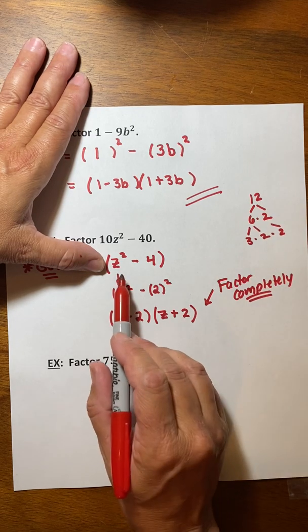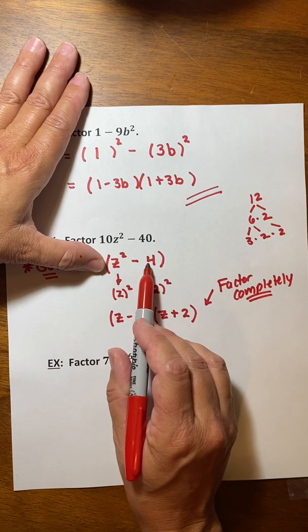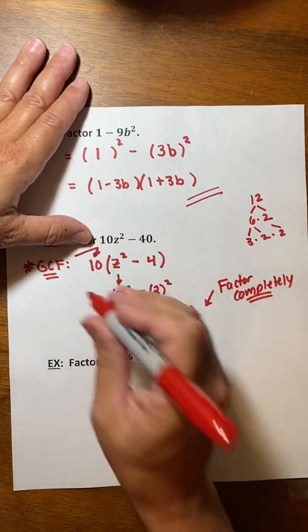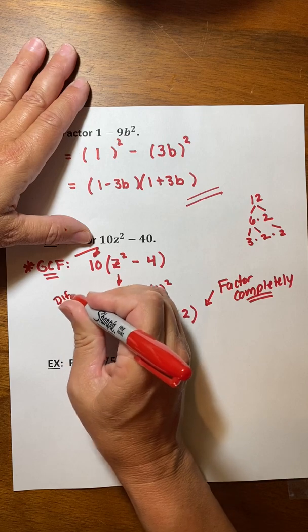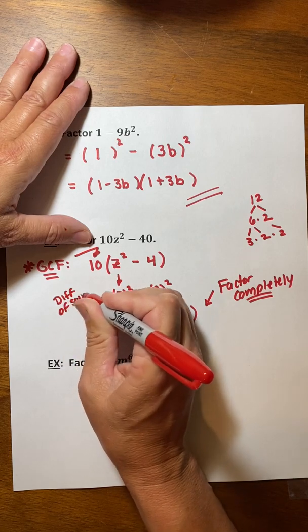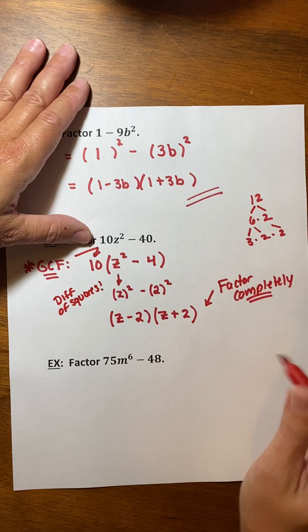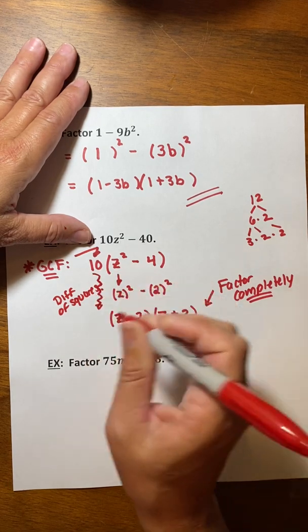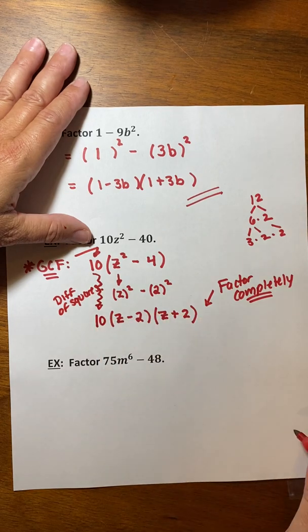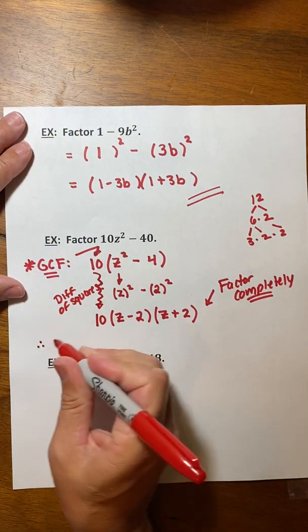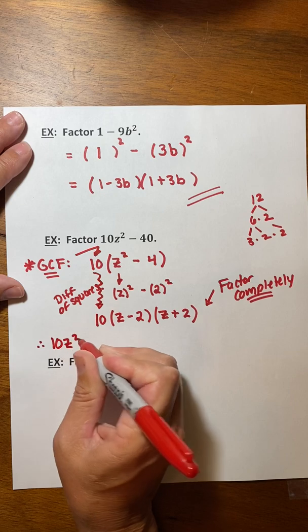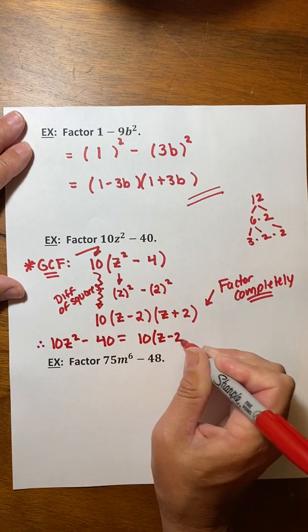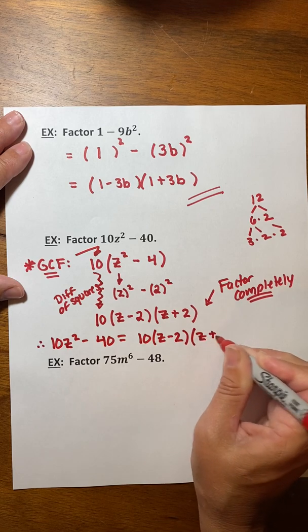So the z squared minus 4 is not completely factored. We did part of the factoring. We pulled out the greatest common factor first, and then we did difference of squares, which remained inside the parentheses. Now you have to be careful because this 10 has got to come along down for the ride. It doesn't go away. We have to make sure we put it back out front. So therefore, my final answer, 10z squared minus 40, completely factored, is 10 times z minus 2 times z plus 2.